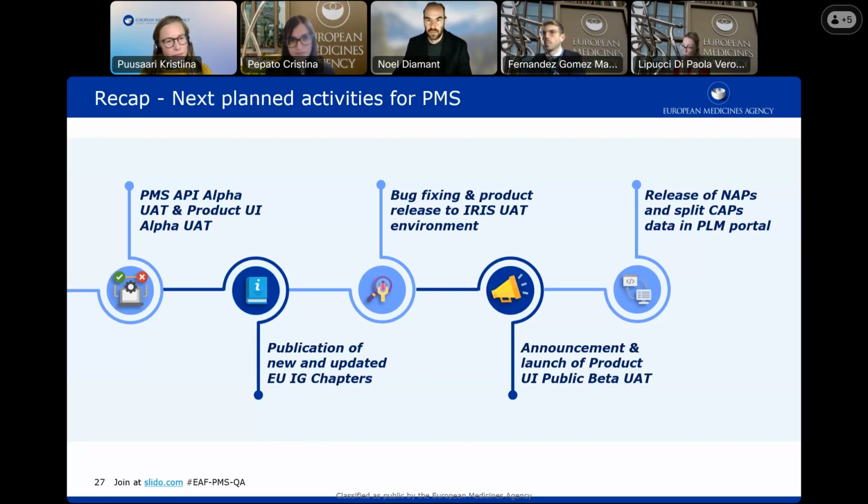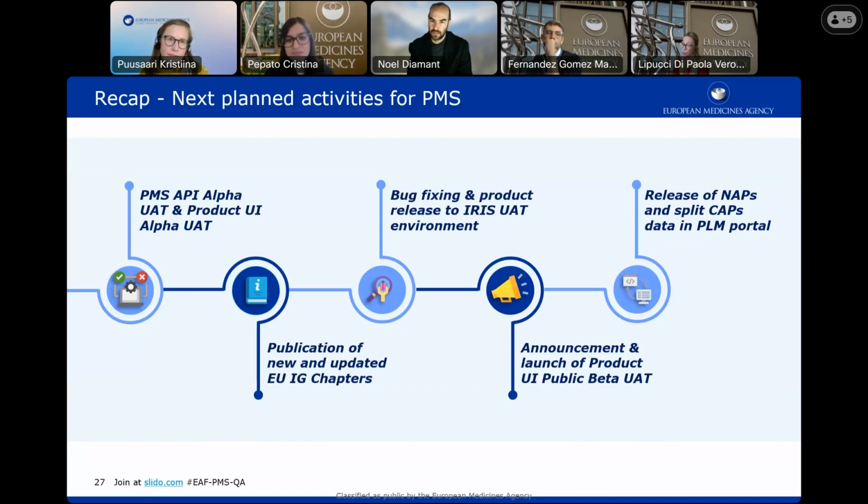Then we aim to publish and release the new version of the EU implementation guides for PMS, Chapter 2, Chapter 7, Chapter 9, and Access Policy on PMS. After that, while actually running in parallel, we will keep working on fixing any bugs and release the information into the IRIS UAT environment to test finally and make sure that this can land properly and correctly into the PLM Portal production environment. We will then announce and launch the second release of the product UI UAT.